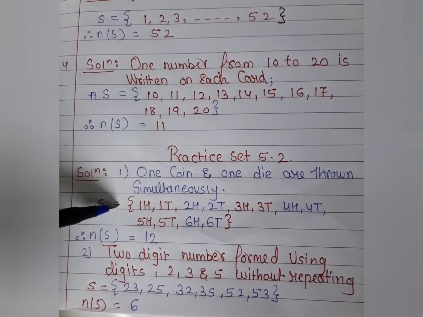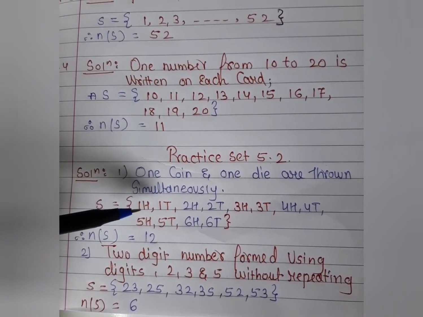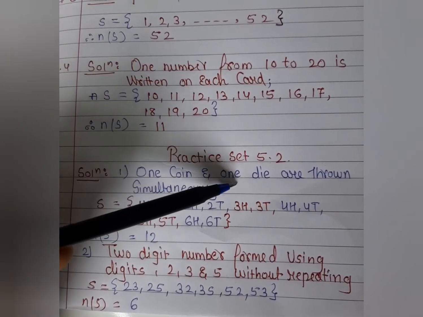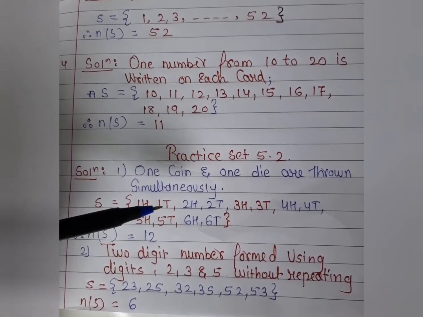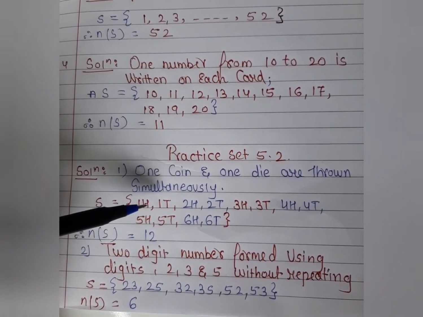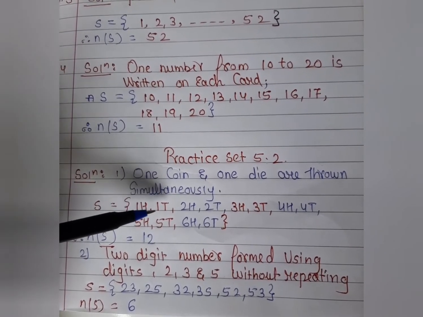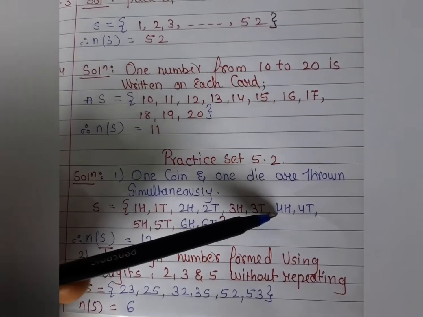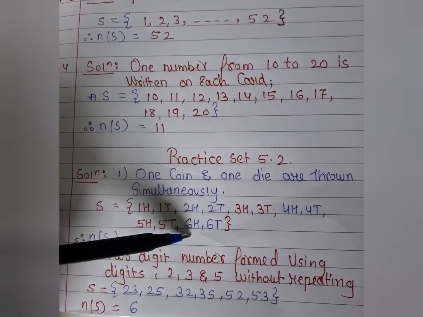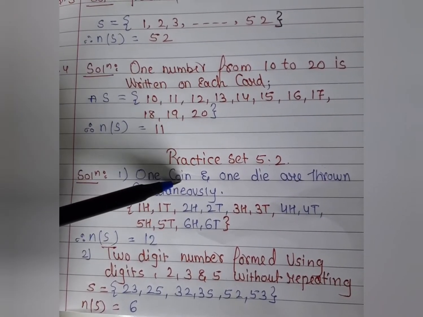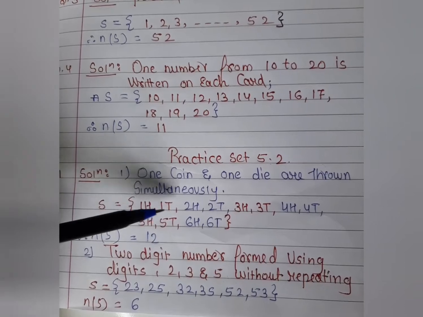So the sample space is equal to, inside curly brackets, 1 coin and 1 die. We know very well the die has 6 numbers: 1, 2, 3, 4, 5, 6. And when we have one coin, we have the outcomes head or tail.